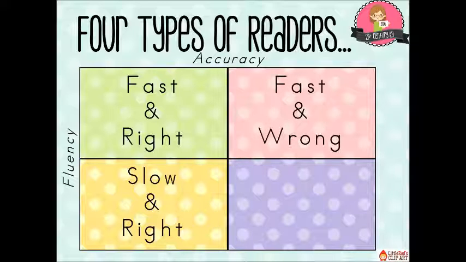Then there's the fast and wrong reader. This reader is benchmarked for fluency, but is below 95% for accuracy. It means they're missing a lot of words, more than 5 out of 100, as they are reading the text. The last type of reader is the slow and wrong reader. This reader is below benchmark for fluency and accuracy. They have some capability, but they have a lot to work on as well.